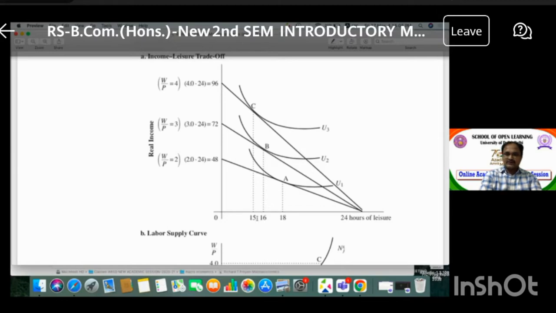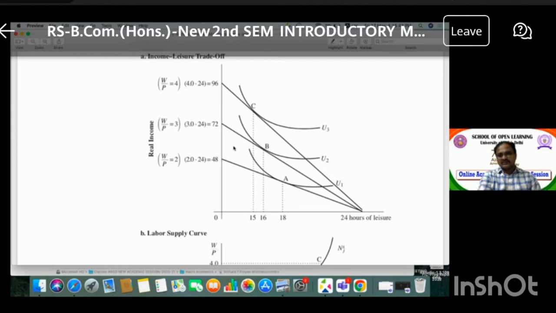Again, out of 24, 15 hours of leisure means 9 hours of work. So here 6 hours working, 8 hours working, 9 hours working, with leisure of 18 hours, 16 hours, 15 hours. More leisure hours means fewer working hours. More working hours, more wage rate. Here with 6 working hours the income is 48, with 8 it is 72, and with 9 it is 96.